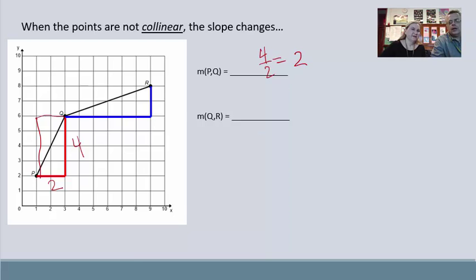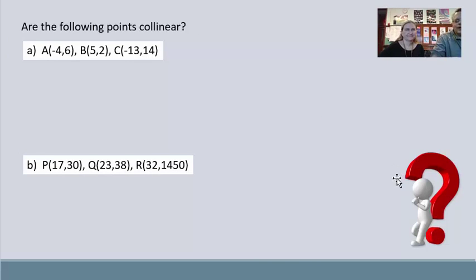Now Q and R. For the second triangle, my rise is 2 and the run is 6. So 2/6, which simplifies to 1/3. Since the slope is not the same from P to Q and from Q to R, we know these points don't lie on the same line. We say they're not collinear, or non-collinear.